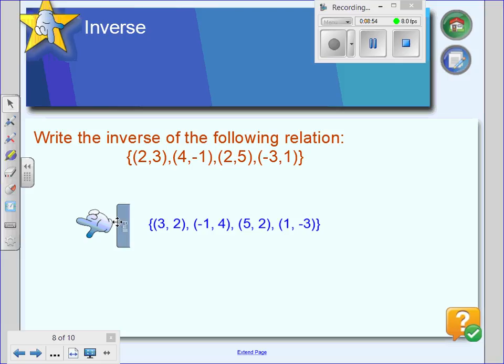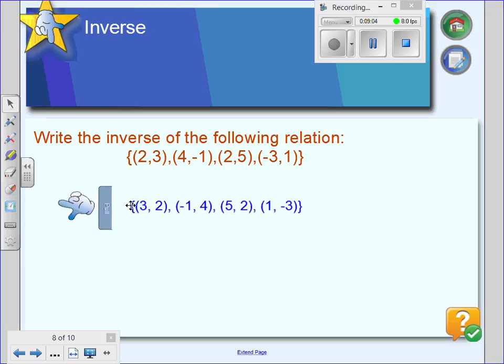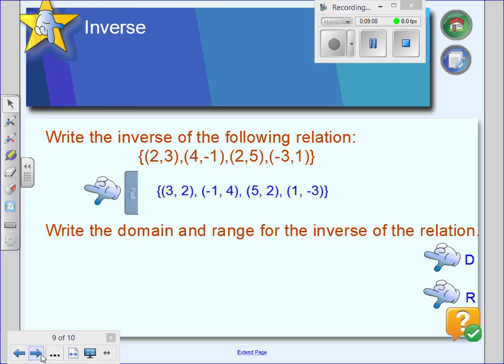Okay, so we should have gotten (3, 2), (-1, 4), (5, 2), and (1, -3) as the inverse relation. Notice I have curly brackets. Notice I'm using parentheses for each of the ordered pairs. And lastly, let's state the domain of this inverse. So using the inverse now, list the domain and range.